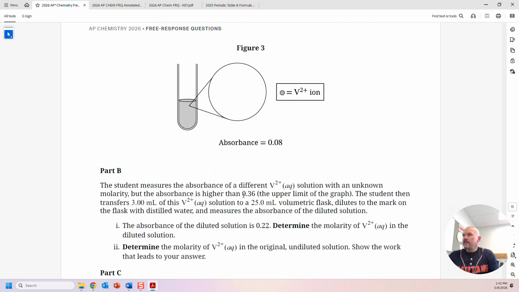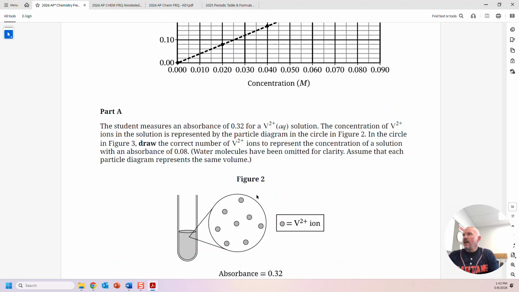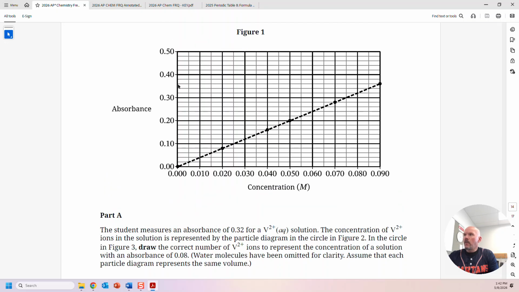Okay. But the absorbance is 0.36. And if we go to the chart, if we go to 0.36, right, it's the upper limit. So we can't really be sure of what the molarity is going to be.